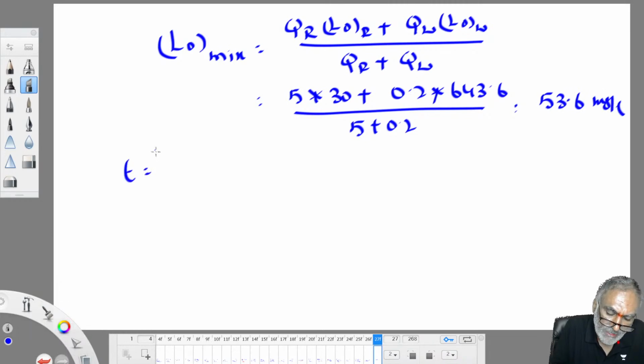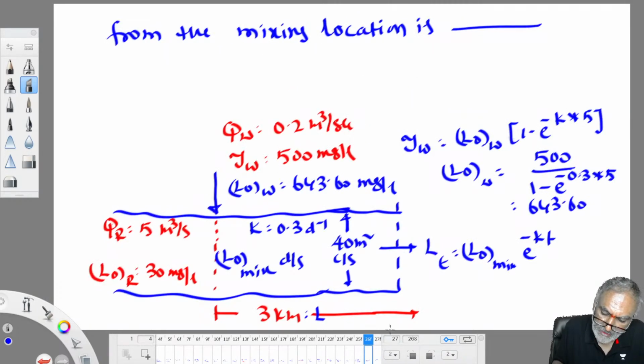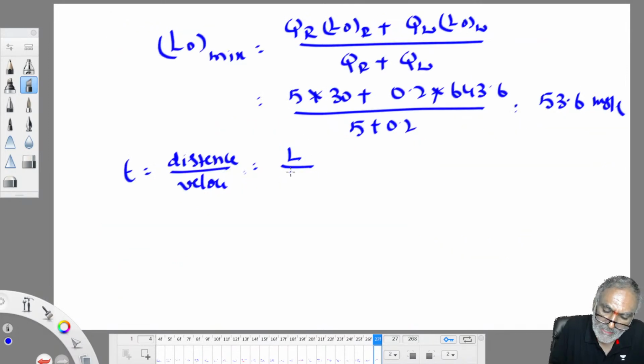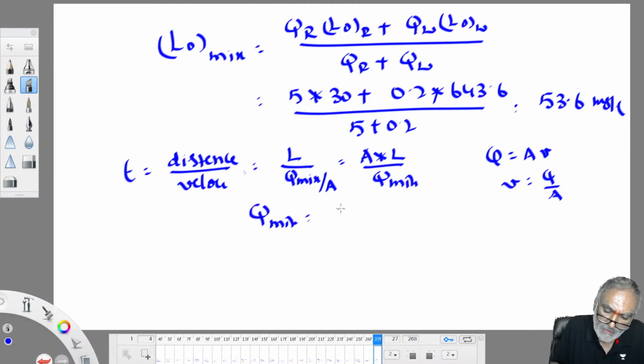So time taken to travel 3 kilometers is distance traveled by velocity of flow. Distance traveled is length of flow, and this is the cross section area. Q is equal to area into velocity, so velocity is equal to Q by area. So time is area into length by Q mix. What is Q mix? Q river plus Q wastewater, that is flowing on the downstream side. So 5 plus 0.2, 5.2 meter cube per second.